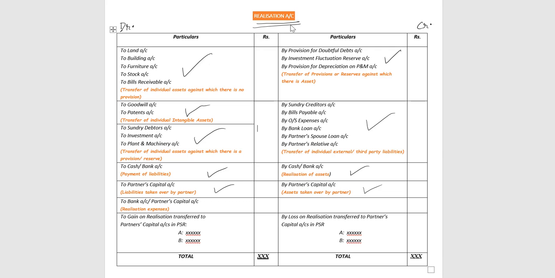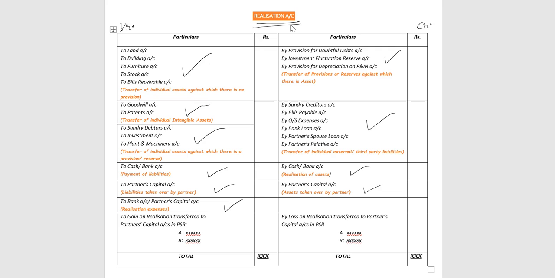The next we'll have to deal with is realization expenses. We need to write to bank account, where the expense was to be borne by the firm and it's also paid by the firm, and to partner's capital account, where any remuneration is given by the firm to the partner, or also in case any expense was to be borne by the firm but has been paid by the partner.